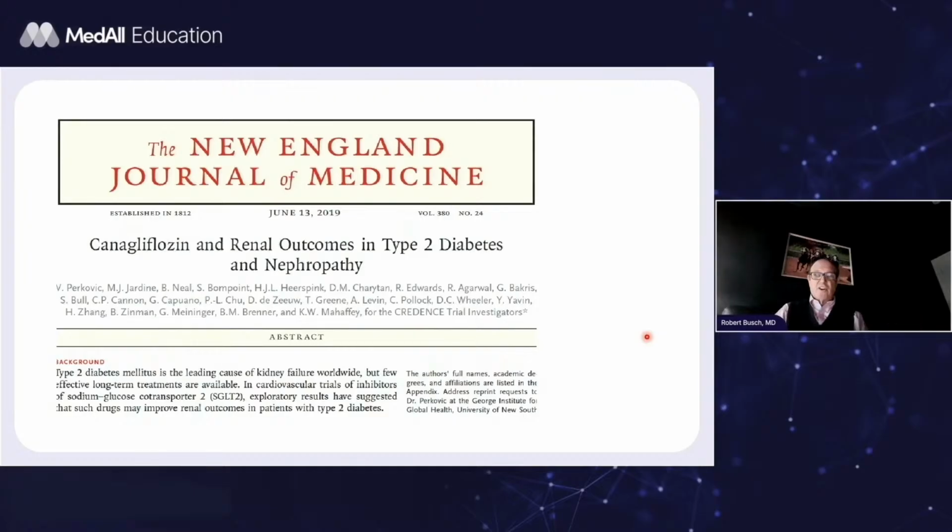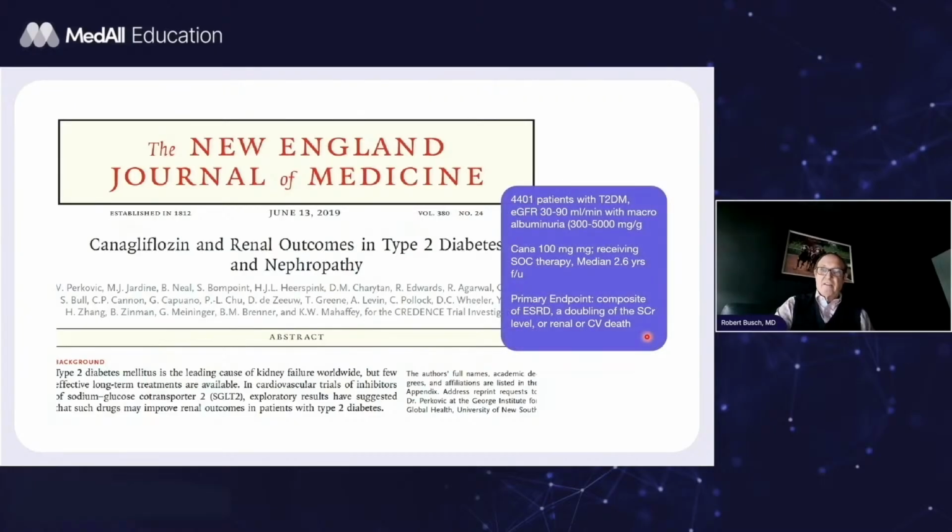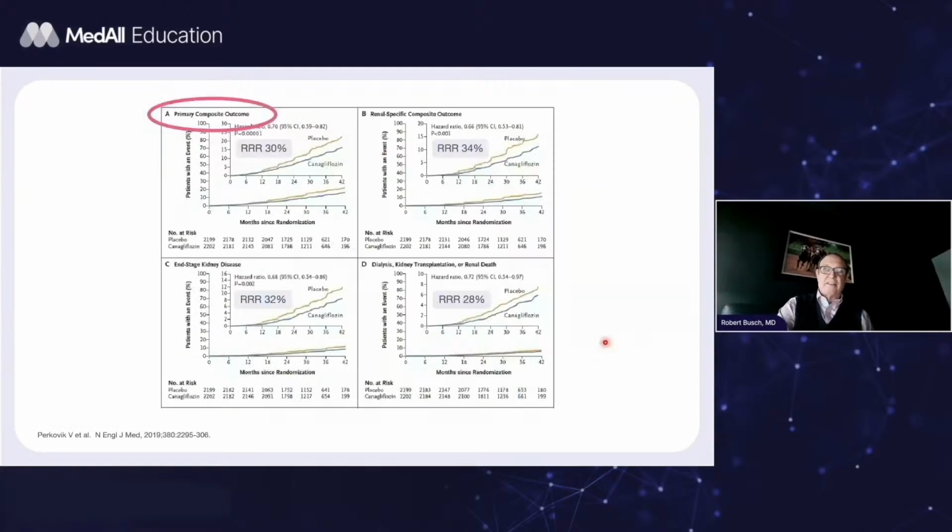Well, then we had a flurry of all of these SGLT2 studies. We had the CANVAS trial published in the New England Journal, in patients with type 2 diabetes who had proteinuria and a GFR above 30. They had 4,000 patients in the study receiving canagliflozin, and after 2.5 years, looking for a composite of end-stage renal disease, doubling of creatinine, or renal or cardiac death, what was found? A 30% lowering of end-stage renal disease. So all of a sudden, canagliflozin got the indication for this.